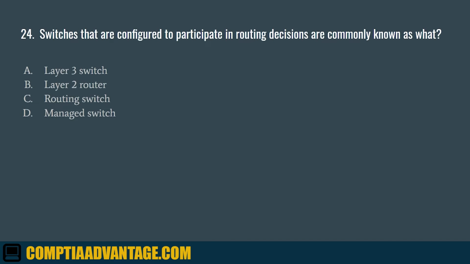Question 24. Switches that are configured to participate in routing decisions are commonly known as what? A. Layer 3 switch, B. Layer 2 router, C. Routing switch, D. Managed switch. The correct answer is A. Layer 3 switch.